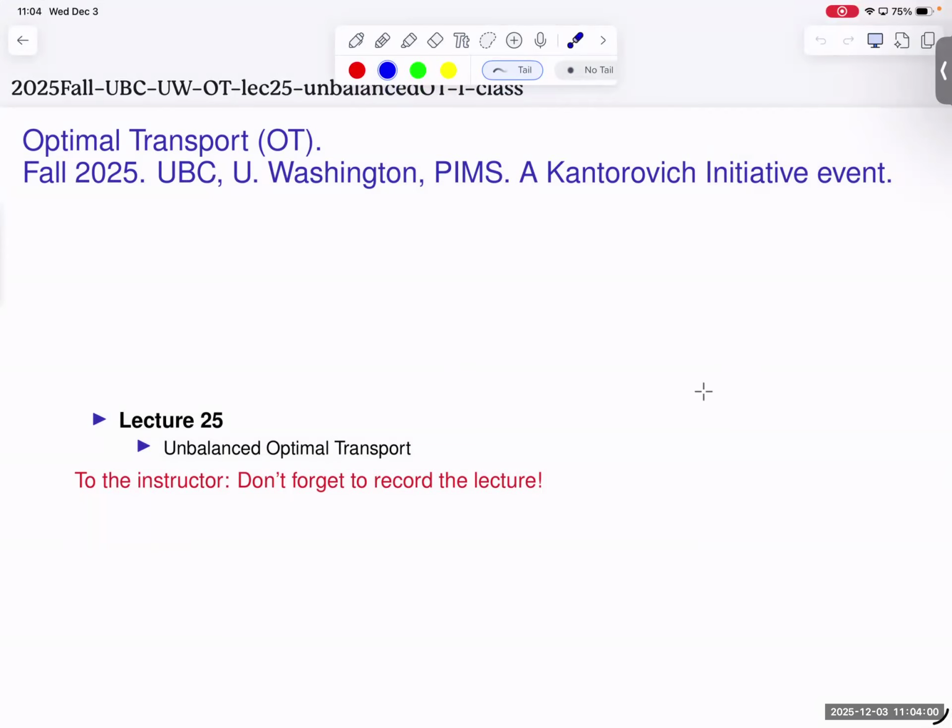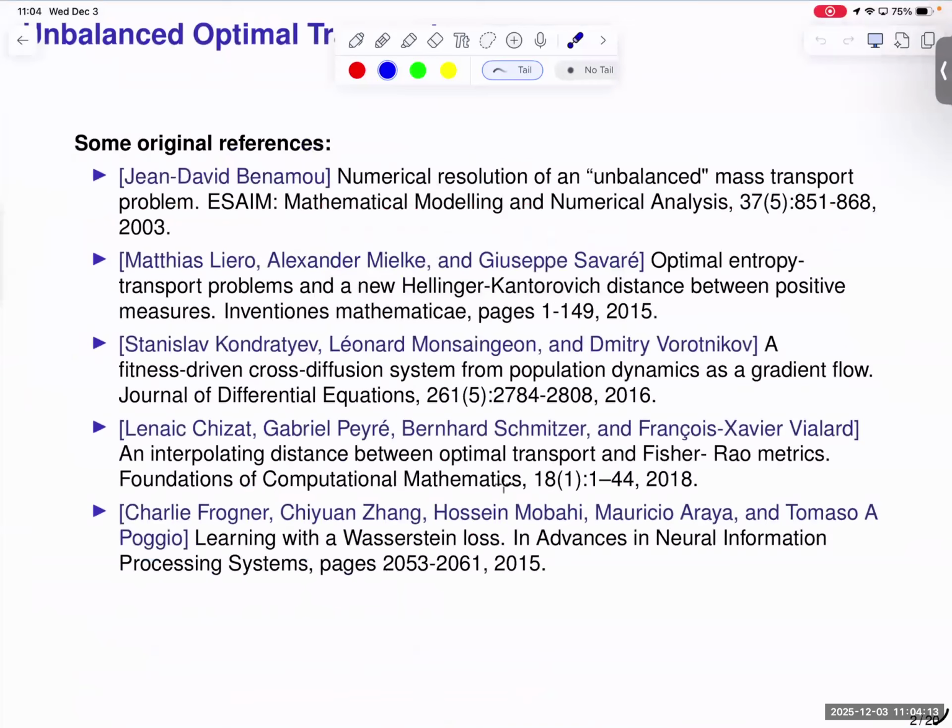Okay, so today the goal is to learn things about unbalanced optimal transport. Okay, so here are some original references.